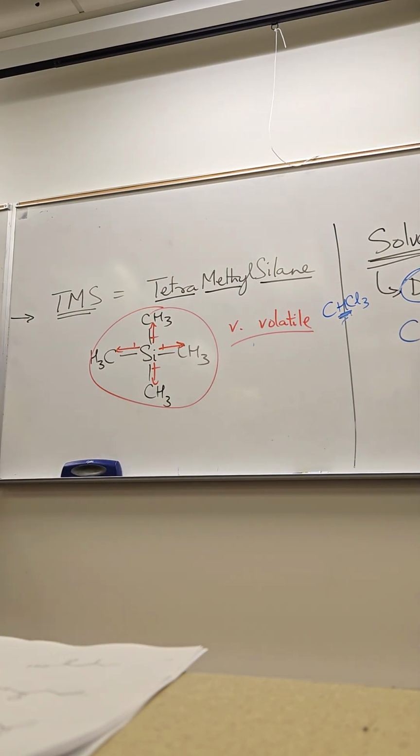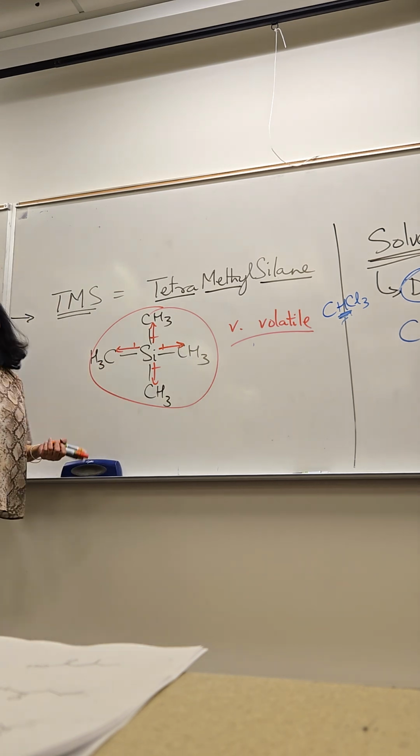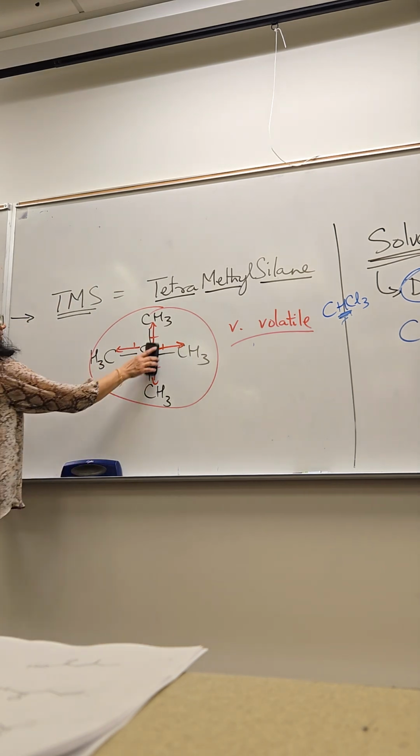Anything else, guys? Yes? Why is electronegativity pulling away from the silicon? Silicon's electronegativity is lower than that of carbon. I don't know the exact values, I don't memorize those, but carbon is more electronegative than silicon.